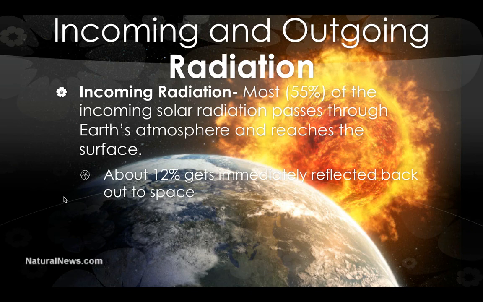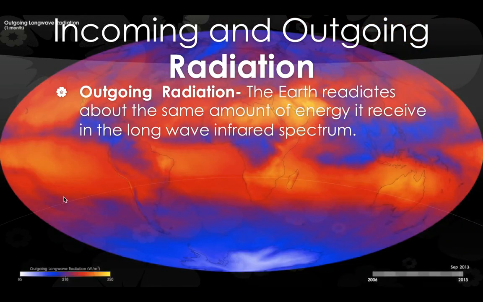Okay, now we're going to look at outgoing radiation. Earth's surface warms as it absorbs that incoming sunlight, right? That's why in the daytime it's hotter than in the nighttime. Because in the daytime, the Earth's surface is facing the sun and it's absorbing that sunlight. And it re-radiates, so it's going to go back out into space roughly the same amount of energy it receives. But this time it's a long wavelength infrared spectrum, so it's heat.